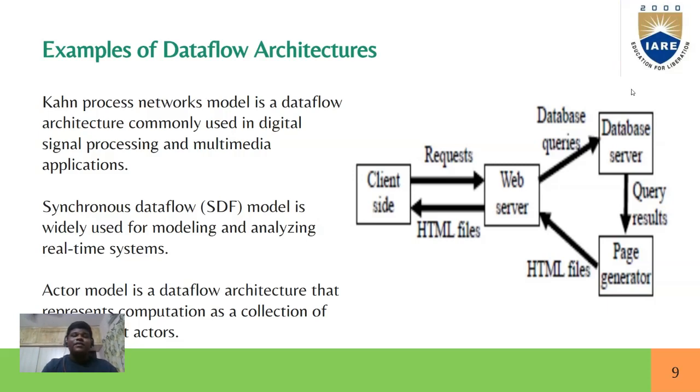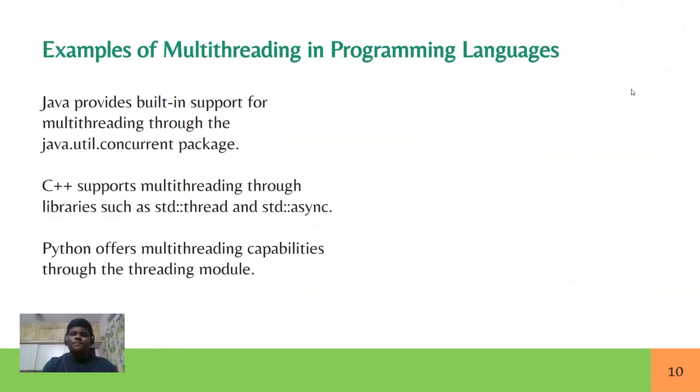Some of the main examples include Kahn process networks, synchronous data flow, and the actor model. These three examples are the main ones used in data flow architectures in the present world.